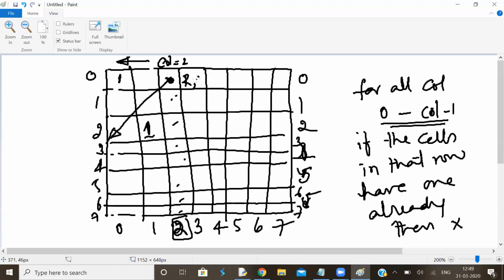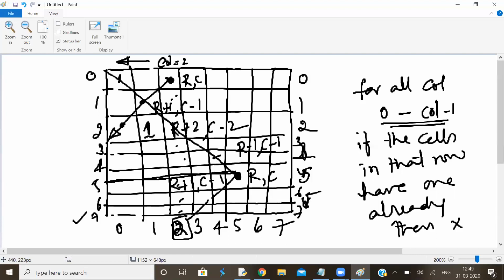This is a row and this is a column. This is row plus 1, column minus 1. This is row plus 2, column minus 2. So columns can go up to 0, rows can go up to 7. Suppose this is the position you want to check whether you can place it or not. Then all the cells in this column should not have a queen. If this is RC, what about this? This is R minus 1 and C minus 1. What about them? R plus 1 and C minus 1. And what about this? All columns from 0 to this location. So you check in this direction, this direction, and this direction.